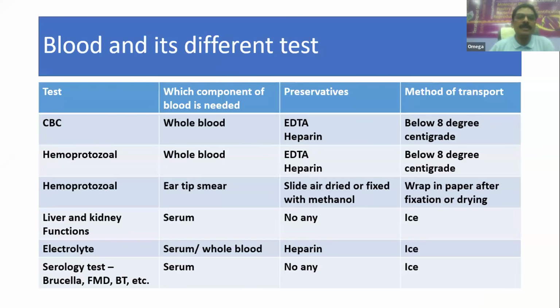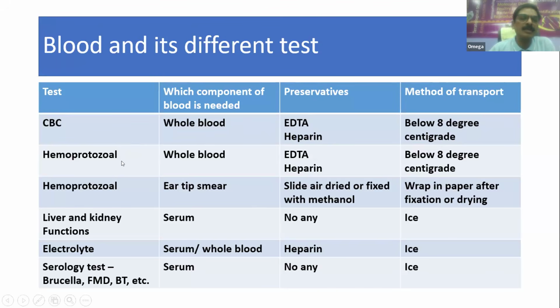Now, the blood and its different tests. After collecting the blood, what has to be done in the laboratory? The first and very commonly used test is the CBC, the complete blood count. Here we need whole blood and it should be in heparin or EDTA. It should be kept below 8 degrees centigrade.